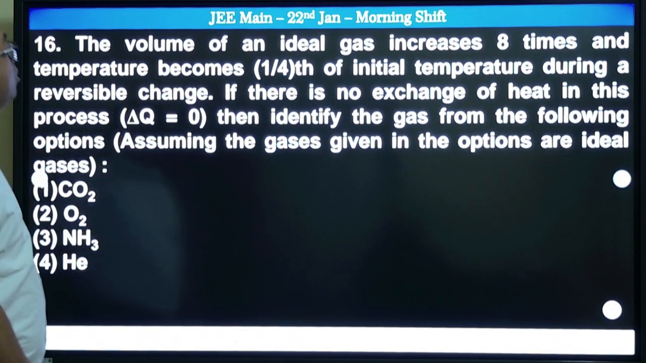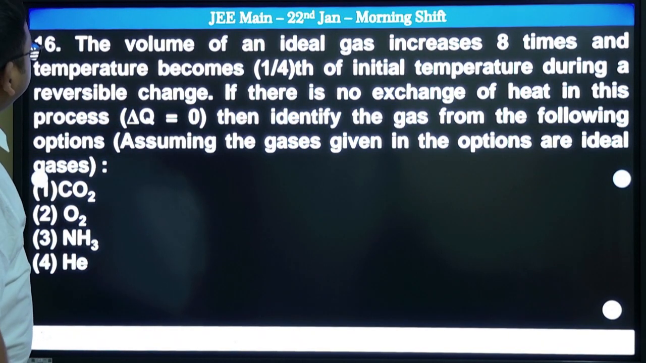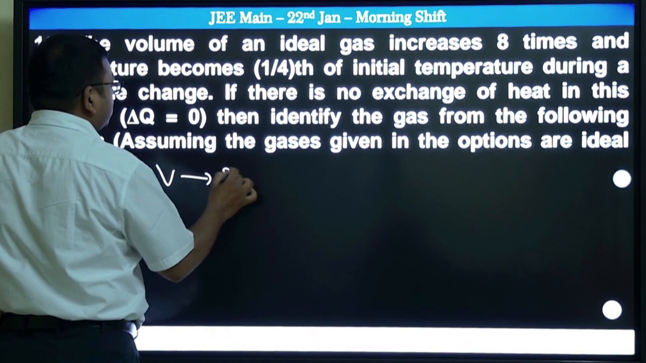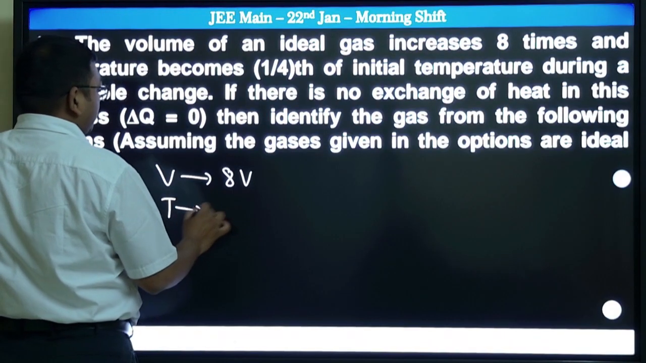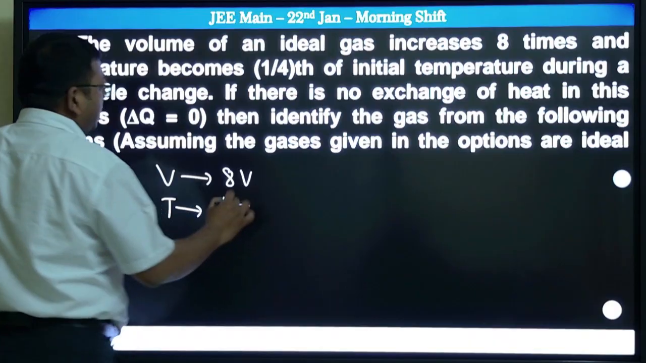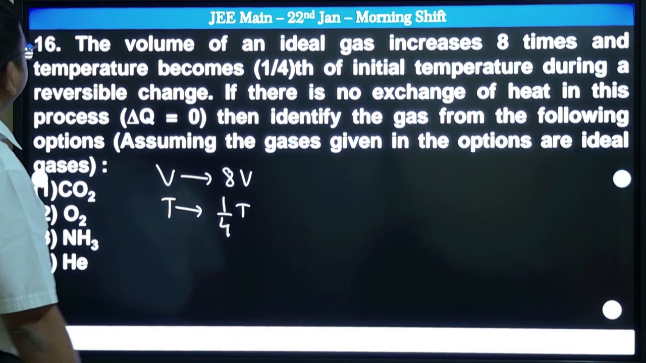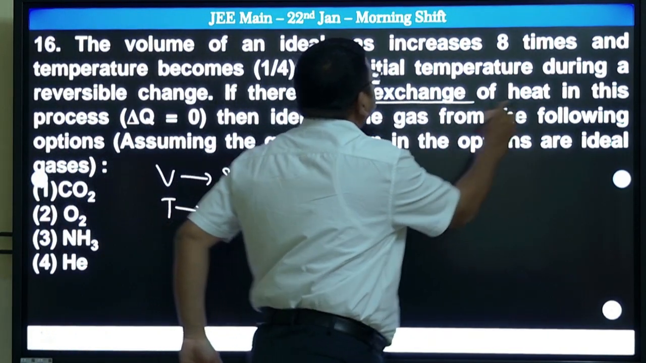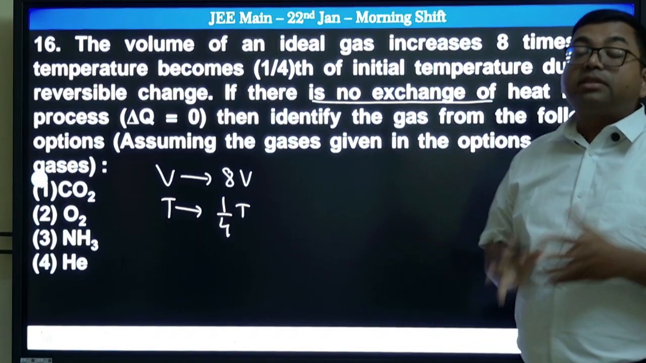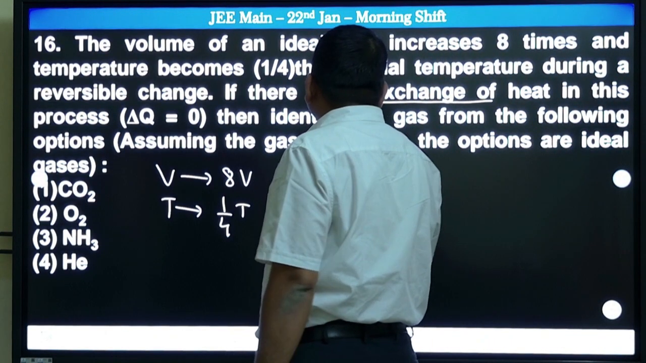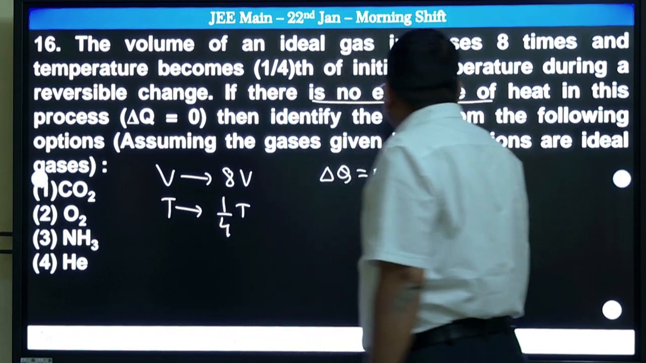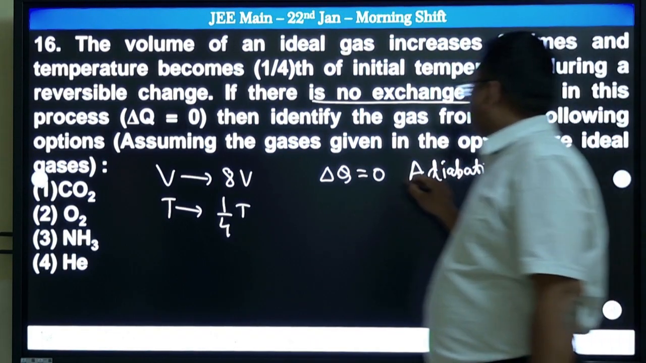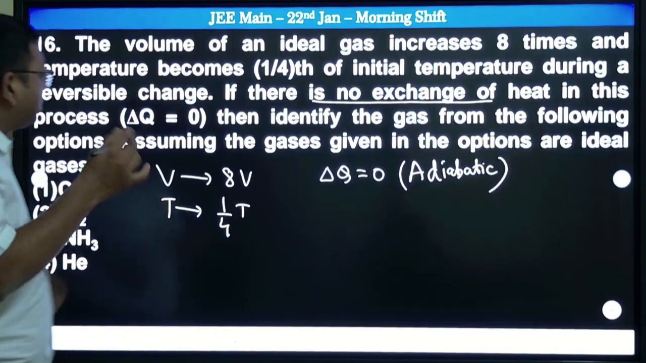Question number 16. The volume of an ideal gas increases 8 times and temperature becomes 1/4. So volume becomes 8 times, temperature becomes 1/4 times. During reversible change, if there is no exchange of heat, you have to catch this word, no exchange. No exchange means it is adiabatic. Delta Q is 0. This means it is an adiabatic process. That's all.